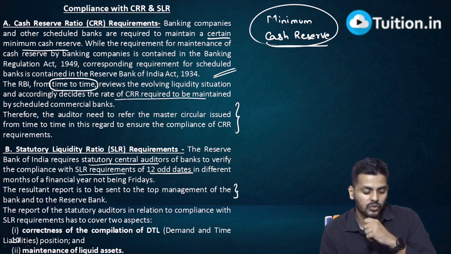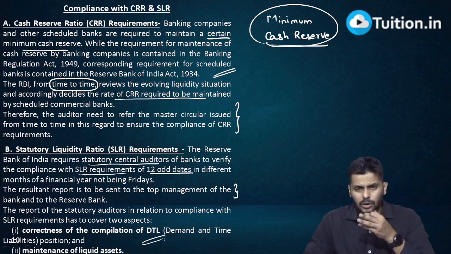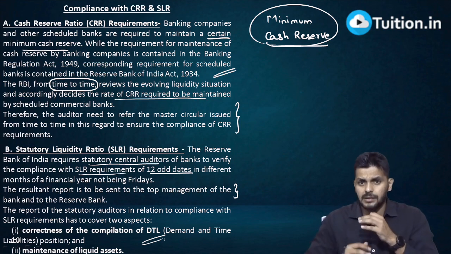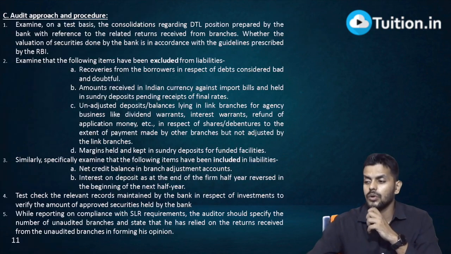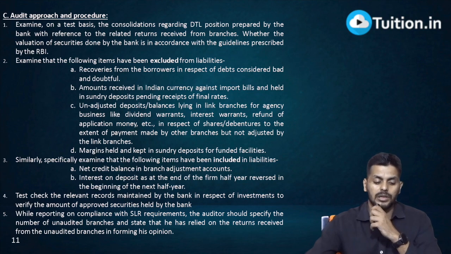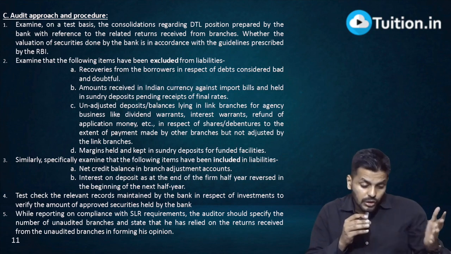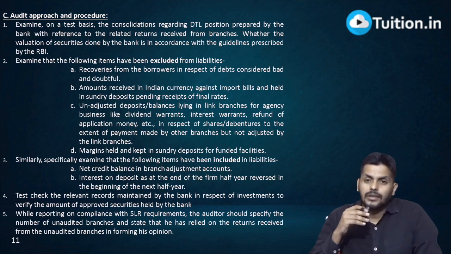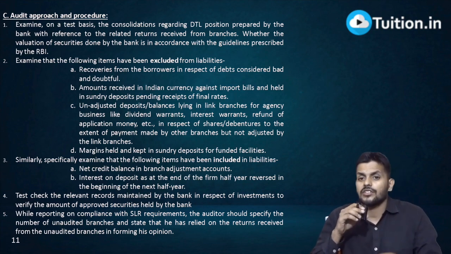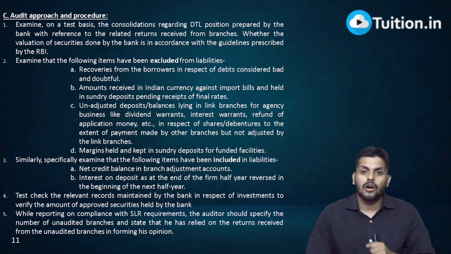The report of statutory auditors in relation to compliance with SLR requirements has to cover two aspects: correctness of the compilation of DTL, DTL stands for demand and time liabilities, I hope you know this because you also did banking company accounts back in CA Inter, and maintenance of liquid assets. These two are the requirements specified by RBI that are to be checked by the auditor to make sure whether the entity is following that compliance or not.